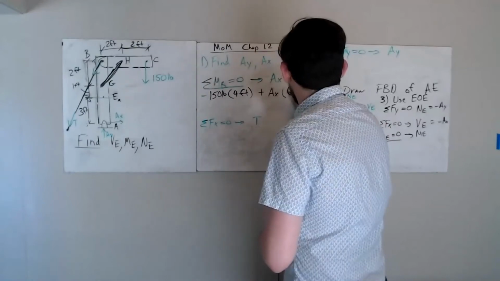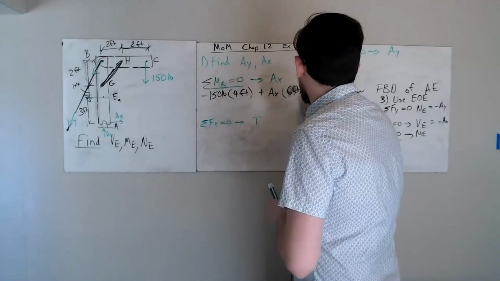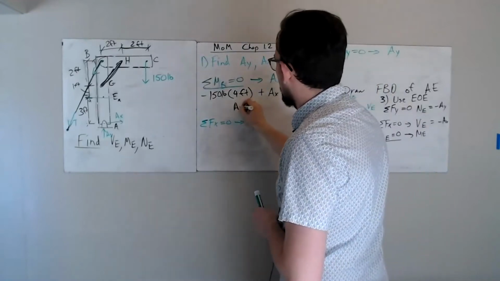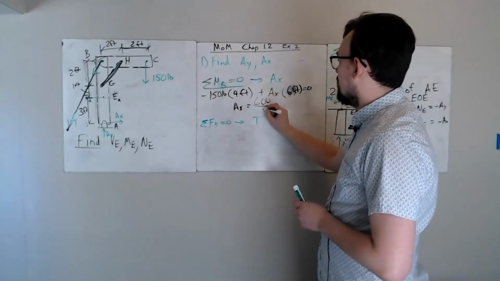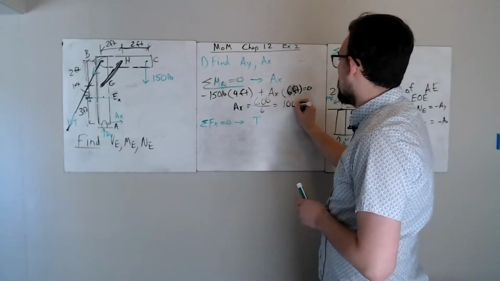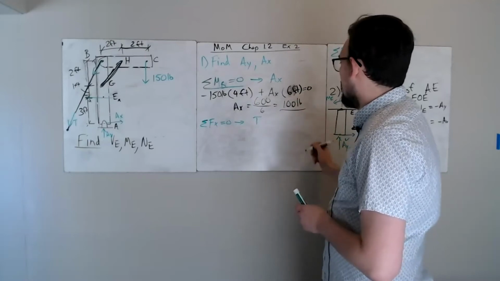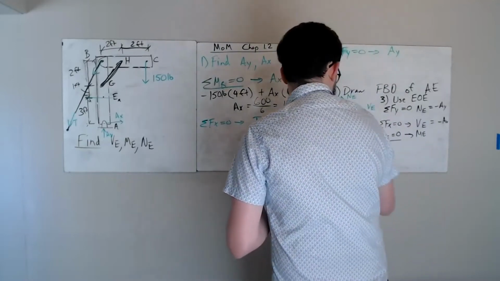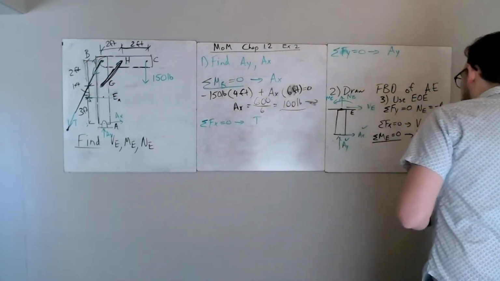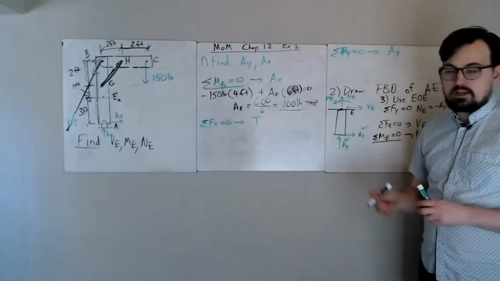6 feet, which means AX is going to be 600 divided by 6. This is going to be 100 pounds. And I've drawn this in the correct orientation, going to the right. All right. So now I have AX.